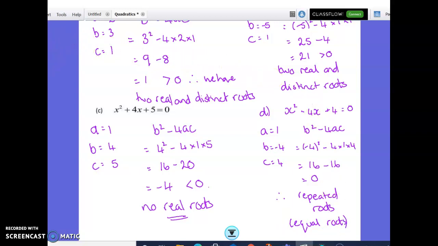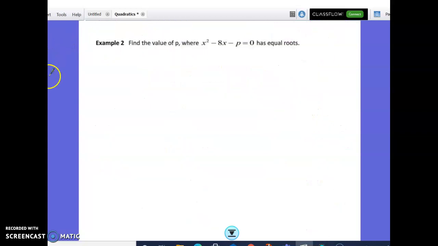Okay, another way we can use the discriminant then is if we get told what kind of roots we have, we can use it to find a missing quantity. So if we look at this one here, I've got x squared minus ax minus p. So a is 1, b is minus 8, c is minus p. This time I'm told it has equal roots. Because it's got equal roots, then b squared minus 4ac must be equal to 0, because we have those equal roots.